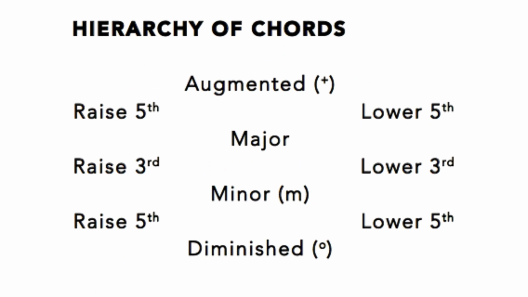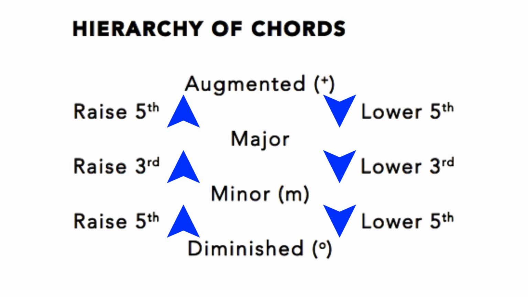So let's review the hierarchy of chords real quick. This chart shows you how you can get from any triad quality to any other triad quality just by altering the third or the fifth of any triad. And remember, our four qualities are major, minor, augmented, and diminished.